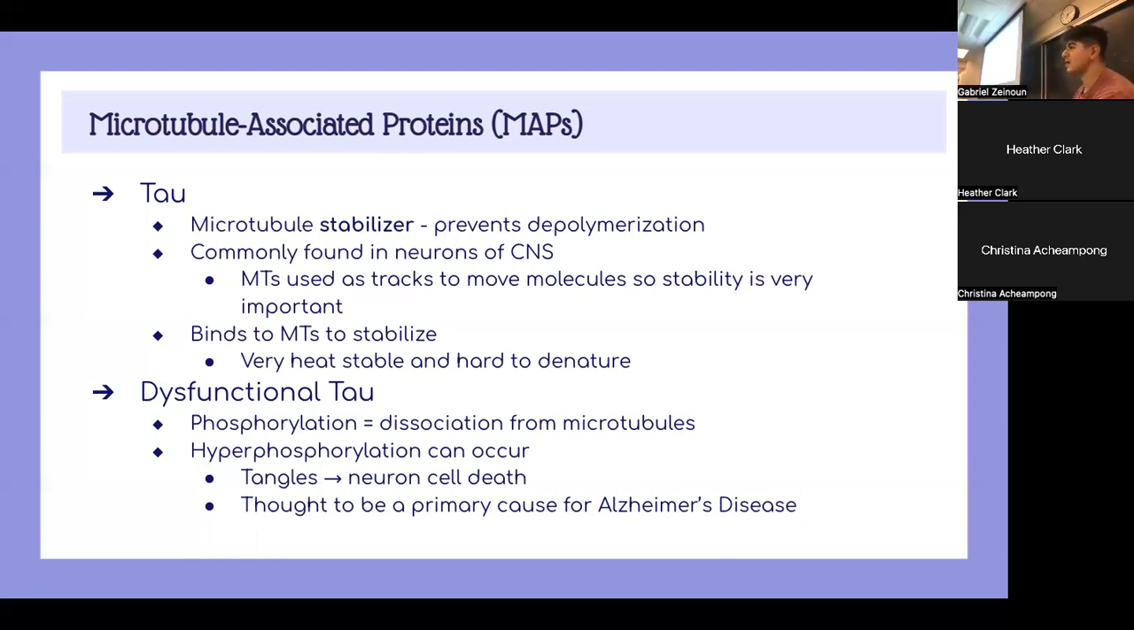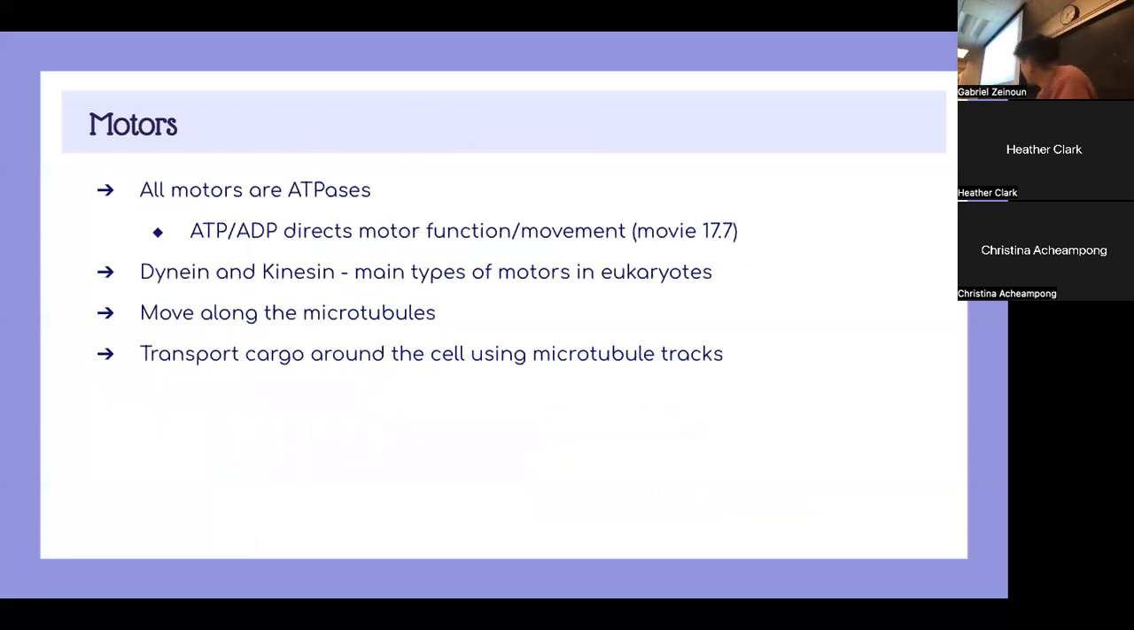There's a lot of research and literature you can look at and read about the mechanisms for how tau could possibly cause Alzheimer's disease, which is a pretty amazing application of your knowledge in this class. So now we'll move on to motor proteins.